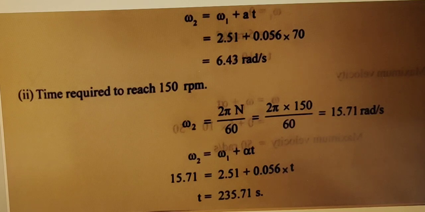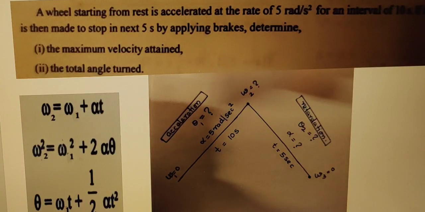So here we are going to calculate the time required to reach 150 rpm. The initial velocity is given in the question. Based on the initial velocity and angular acceleration, you have to calculate the time required to reach 150 rpm. Again we use the equation omega 2 is equal to omega 1 plus alpha t. 15.71 is equal to 2.51 plus 0.056 into t. From that equation you get t is equal to 235.71 seconds.